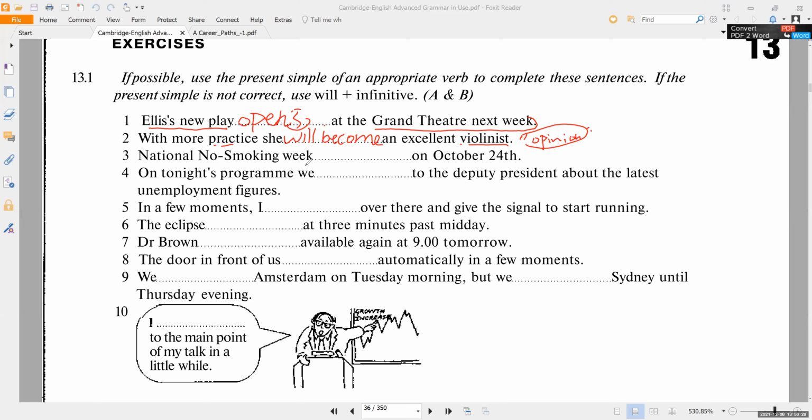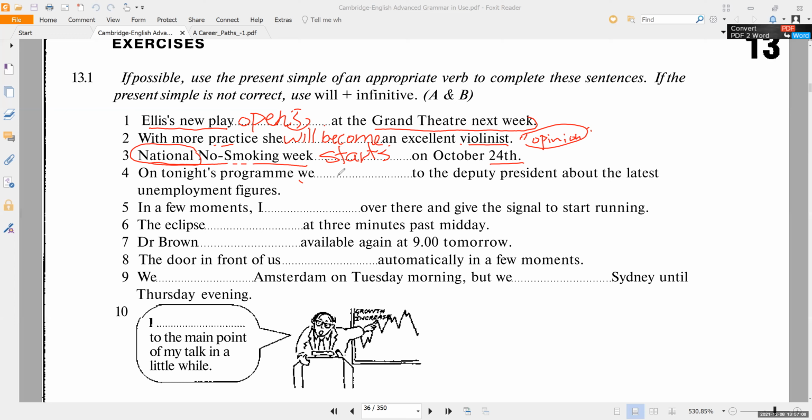National No Smoking Week، أي الأسبوع عدم التدخين. فكلمة national معناها أسبوع وطني لعدم التدخين. On October the 24th، سيبدأ في يوم 24 من شهر 10. إذا باعتبار أنه هذا الشيء محدد مسبقا راح يكون ماذا؟ هنا حنقول starts. لماذا؟ لأنه هذا موعد لمناسبة وطنية، فهذه لا نستطيع تحديدها نحن، بل هي محددة مسبقا.